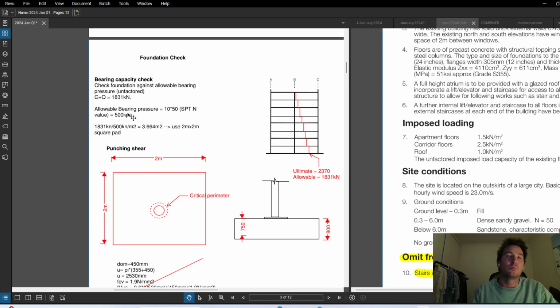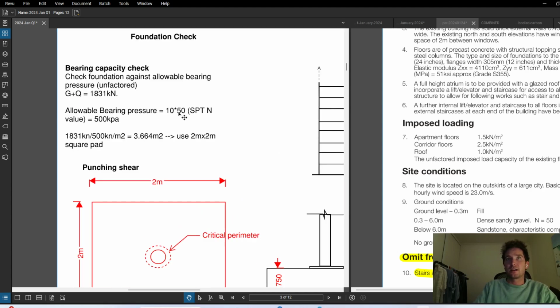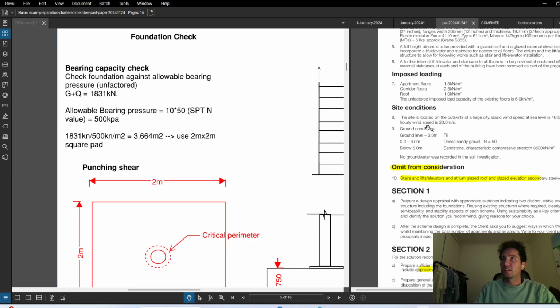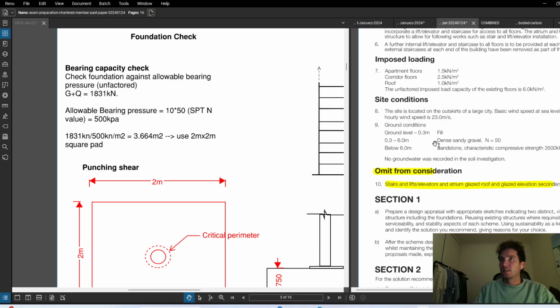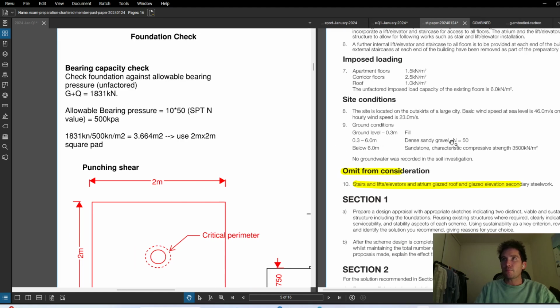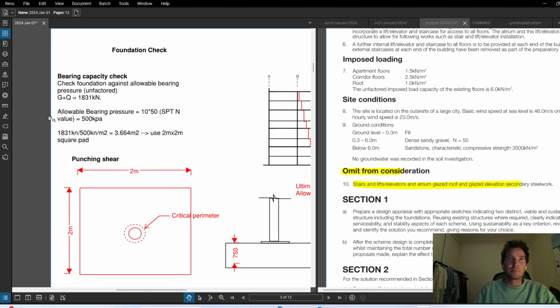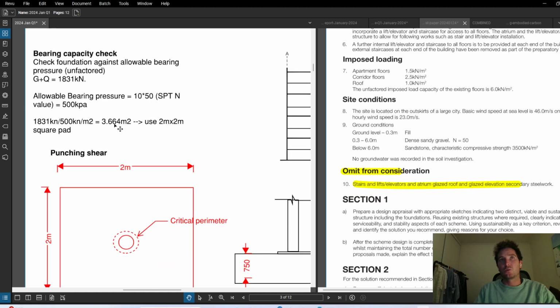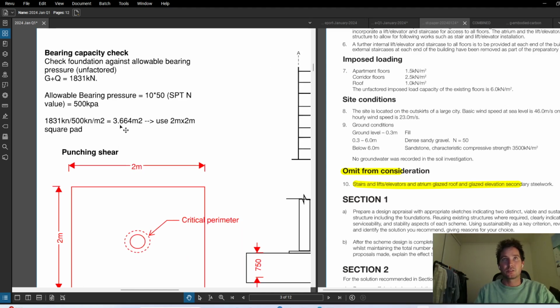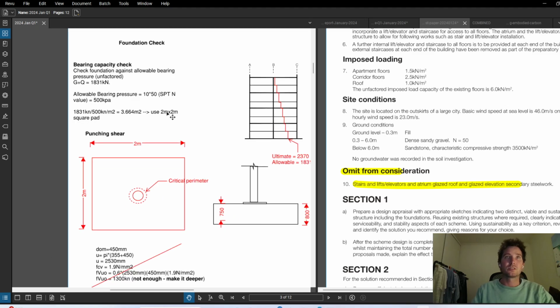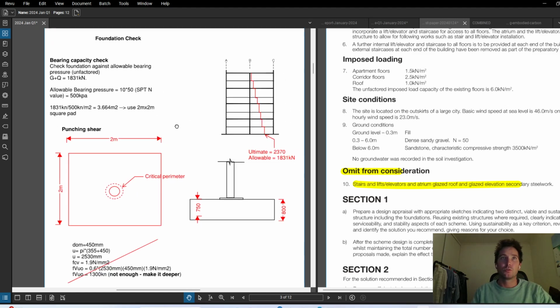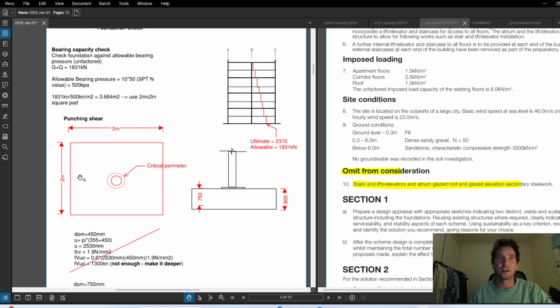Again, if you go back to where do I get the allowable bearing pressure, I've got a video on foundations where I talk about where they give us the site conditions here. They tell us that at this depth, which is where my footings will be founded, you get the SPT N value for this profile. So that's where I get 500 kPa. I use that to work out what size footing I need, so 3.6 meters squared, we'll call it 2 by 2, will give us 4 meters squared for this allowable load here. So we know we're good for bearing pressures, we've got our size.